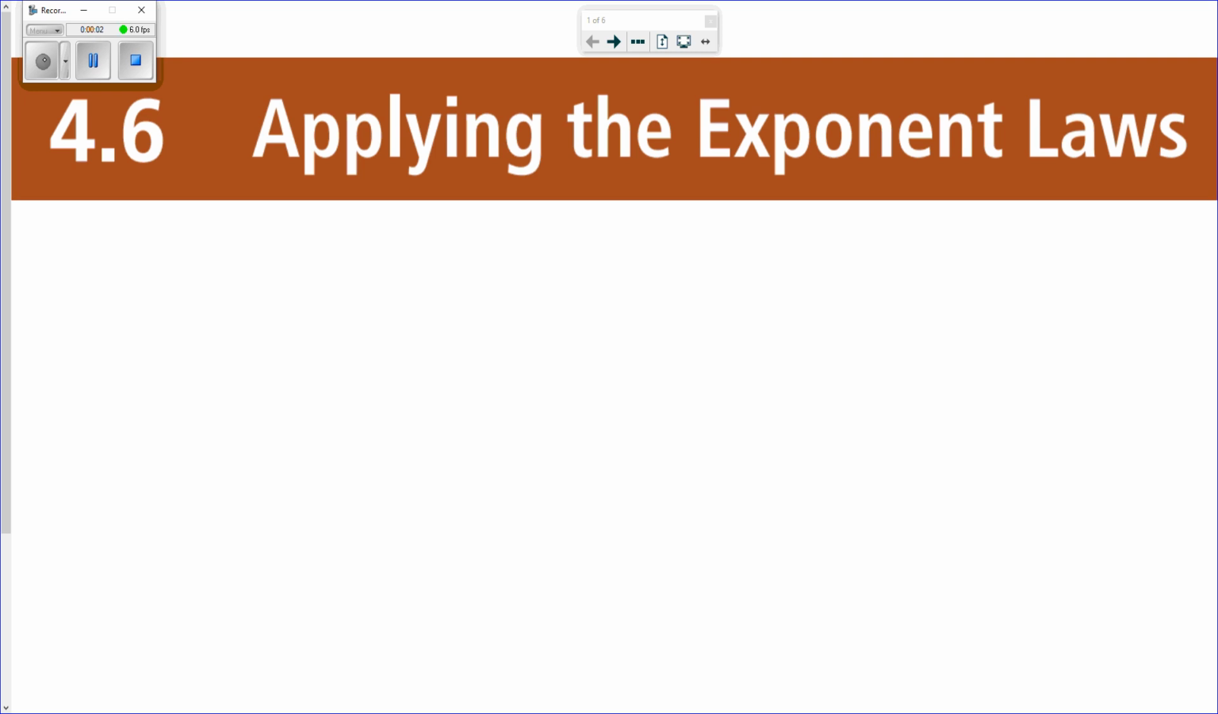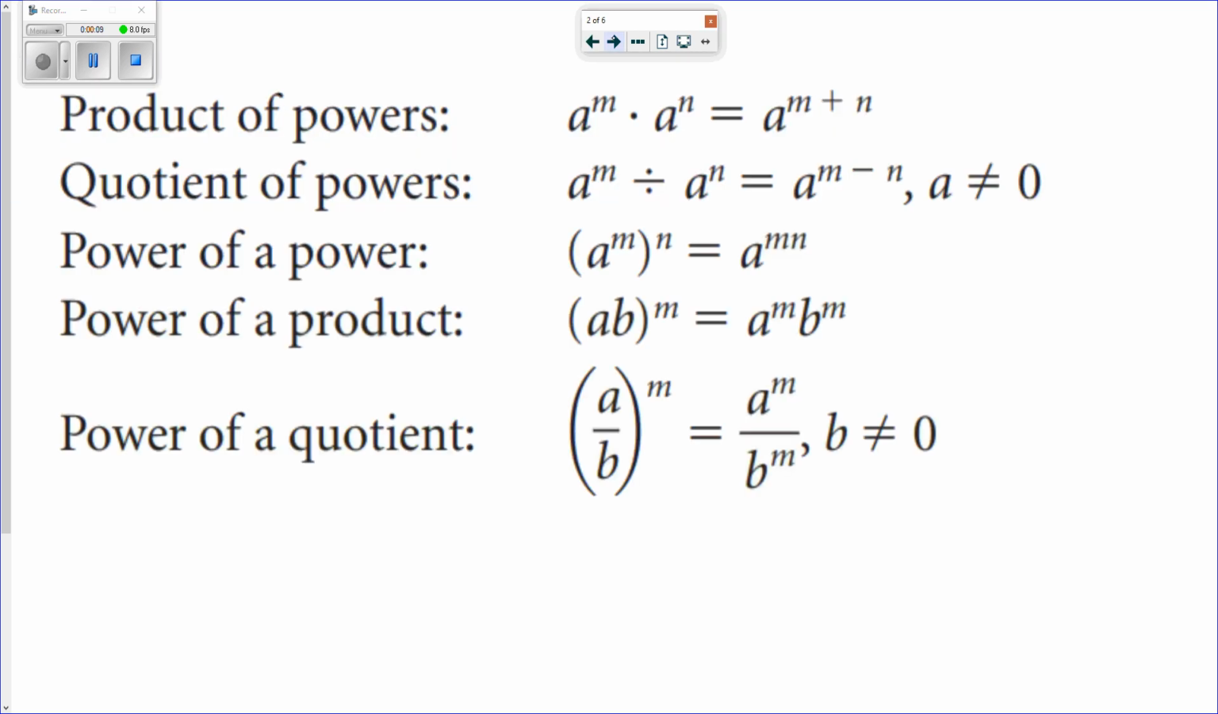All right, so in section 6, we're going to take a look at applying the exponent laws. These are the same exponent laws that you looked at previously, right? The product of powers, quotient, power of a power, et cetera, et cetera. Now we're just adding the wrinkles that we looked at in the previous topics.